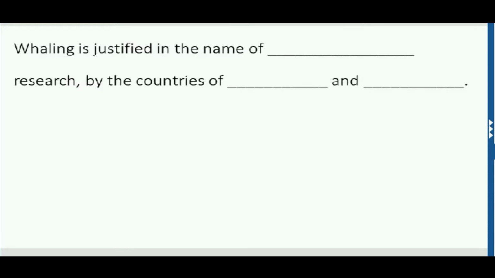So whaling is justified in the name of science by the countries of Norway, Iceland, and a bonus country, Japan.